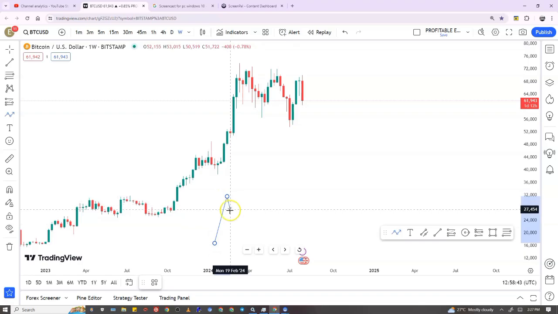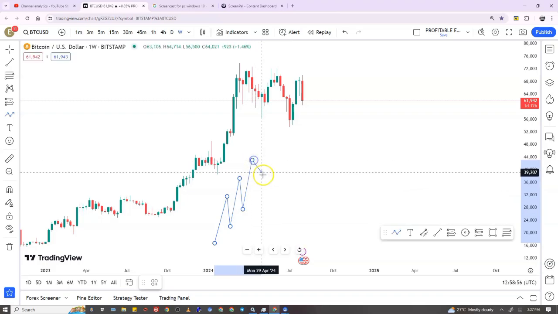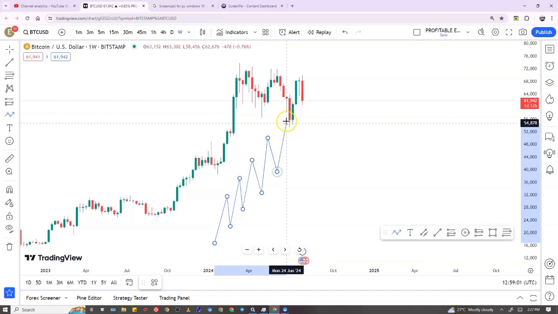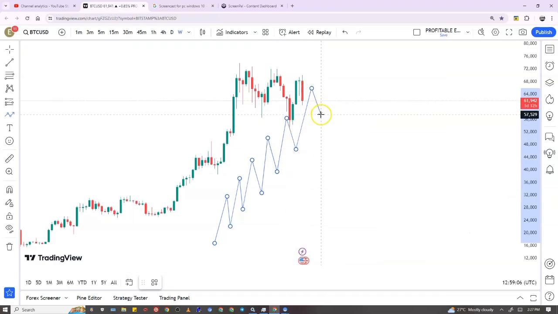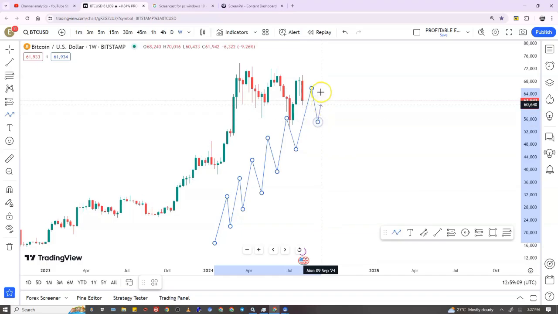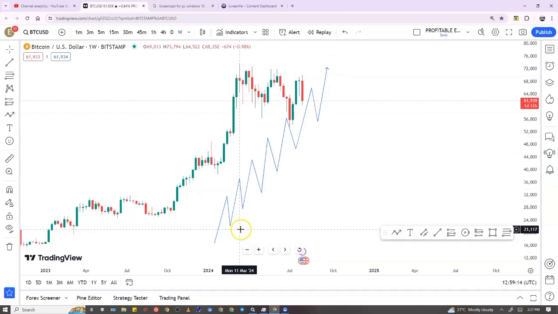It goes up. Here, this one is called a pullback: higher high, higher low, higher high, higher low, and so on. Okay, higher high again. So let me explain better. What this simply means is when a market is on an uptrend, the market creates higher highs and higher lows.